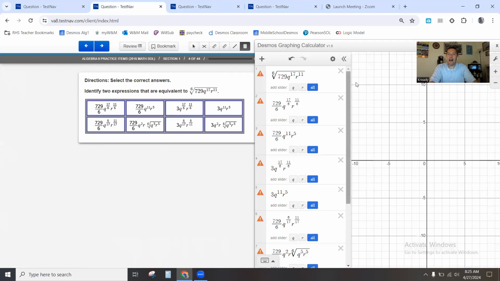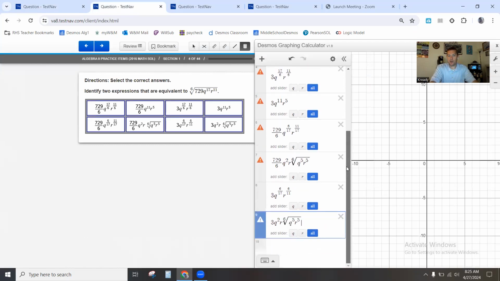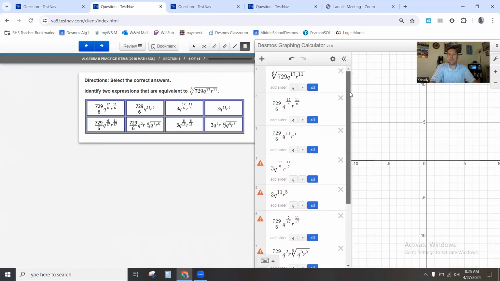It doesn't graph. I got to add sliders. We want to add sliders. We're going to do Q and R. Okay, so you see there's nothing. I typed them all in.